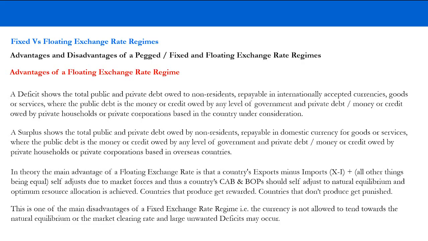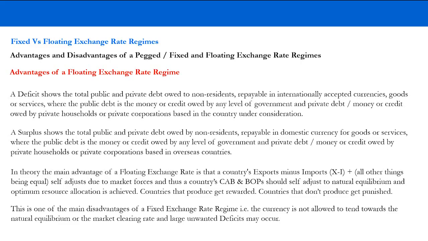A surplus shows the total public and private debt owed to the country by non-residents, and that's repayable in domestic currency for goods or services, where the public debt is the money or credit owed by any level of government, and private debt is money or credit owed by private households or private corporations based in overseas countries.